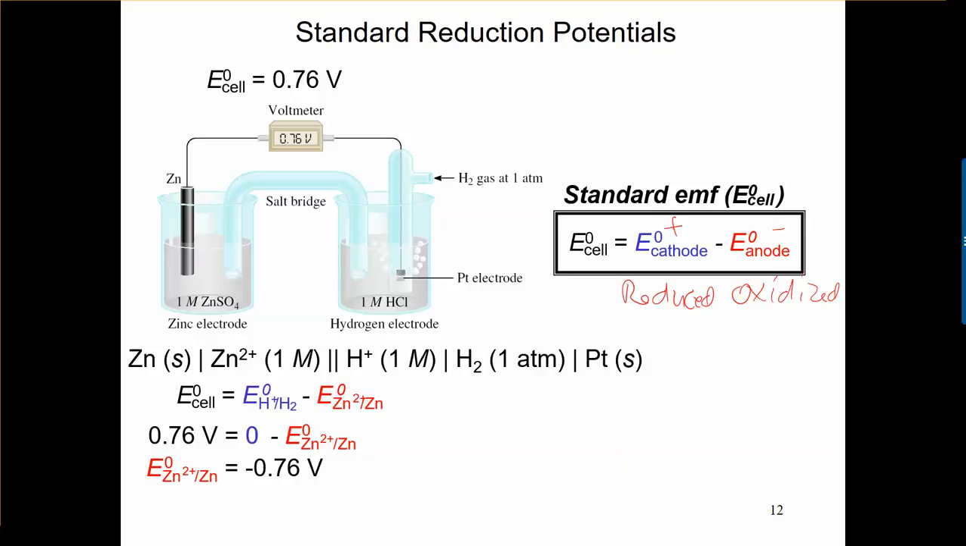Now, this is different than delta G. Delta G spontaneous processes we determine to be negative, right? But that's opposite of this kind of thing. If it's a positive potential, then it'll be spontaneous. If it's a negative potential, it'll be non-spontaneous. Okay, so it's a little different.